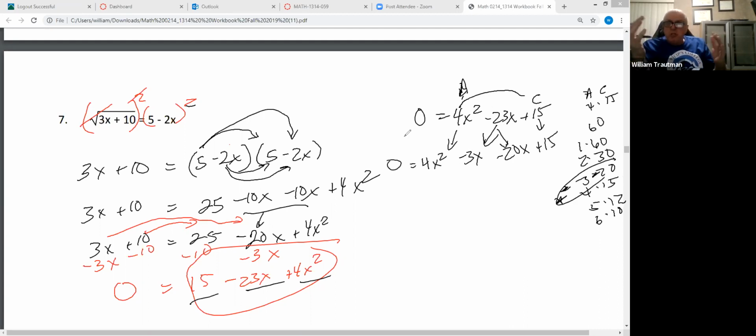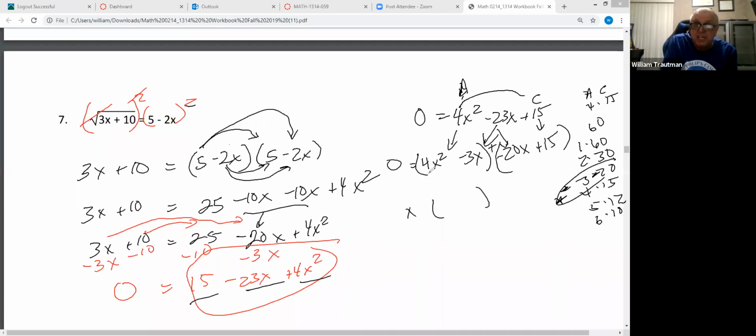We split the middle, create 4 terms, factor the first parentheses, group the first parentheses, group the second parentheses. If the third term is negative, the negative has to be in that parentheses. Make sure there's a plus sign between them. Factor out the first parentheses and x factors out.